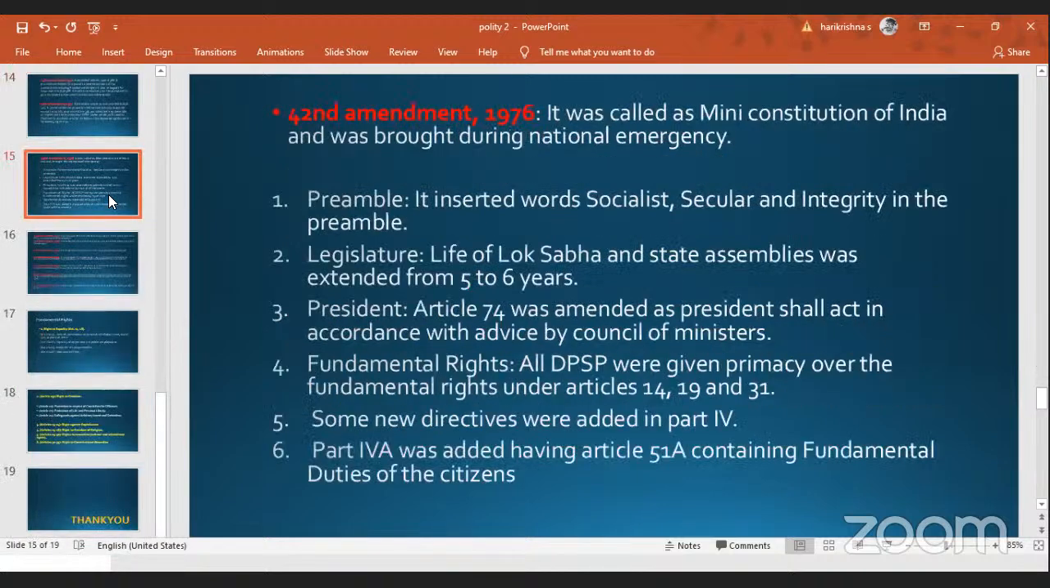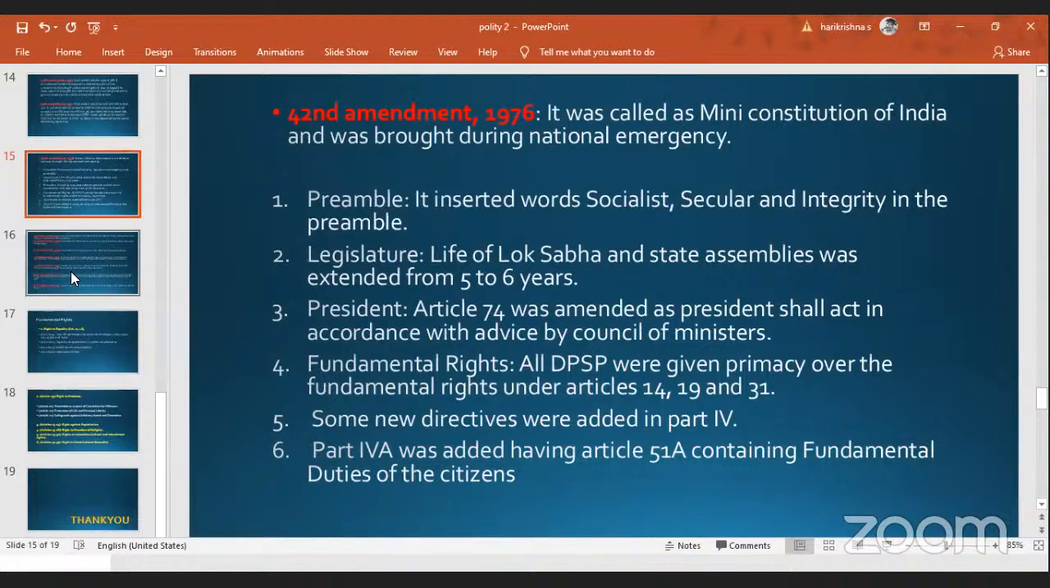Then this is very important, the 42nd amendment, in 1976. This was called the mini constitution of India, and this was brought during the national emergency period. It has 6 changes: the preamble words, that is socialist, secular and integrity, then the legislature, then the president, then fundamental rights, then the fundamental duties of citizens. All these things come under the 42nd amendment 1976. It is important because it is considered the mini constitution of India.